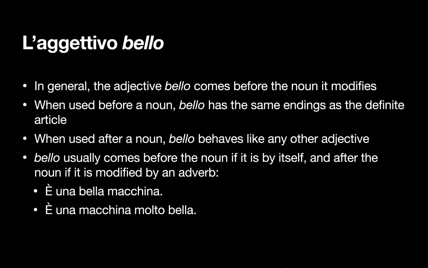So you would say, è una bella macchina. It's a beautiful car, it's a nice car. But you could also say, è una macchina molto bella. And that's typical when it's modified with an adverb. It's also possible to say è una molto bella macchina, but I just have not heard that as much. È una macchina molto bella.